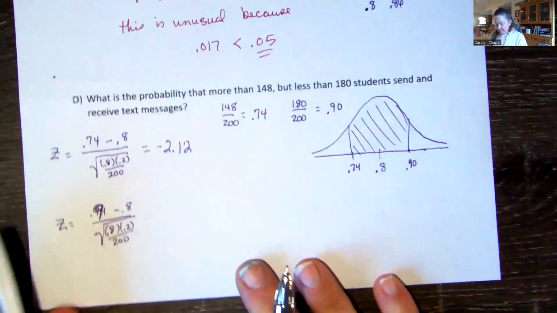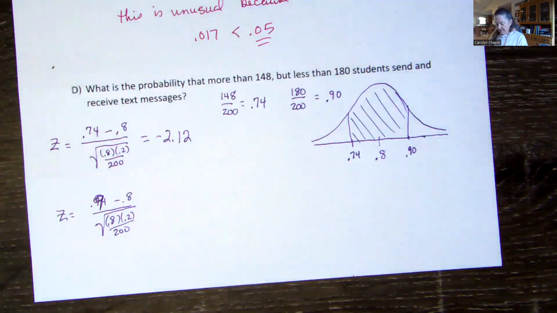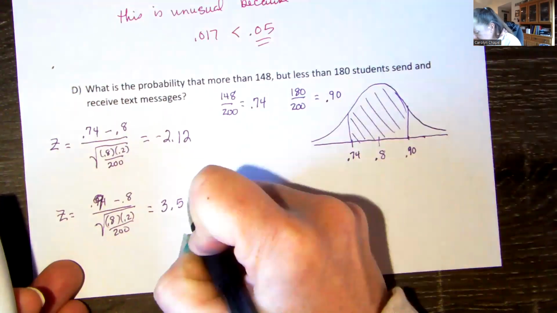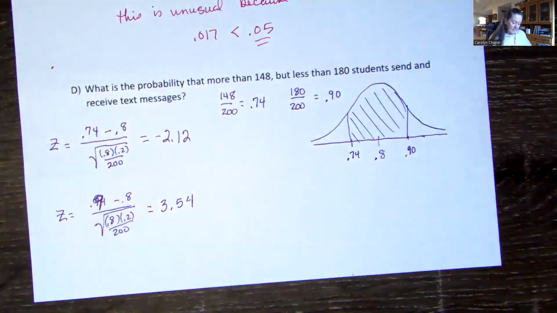You can do the 0.9 as well. All these values here, and this is 3.53. And actually 3.54 if I round to 2 decimals.